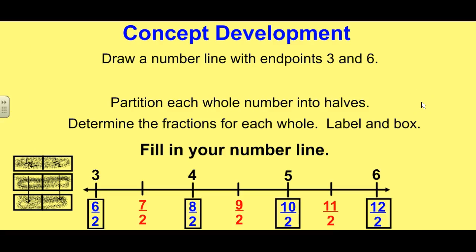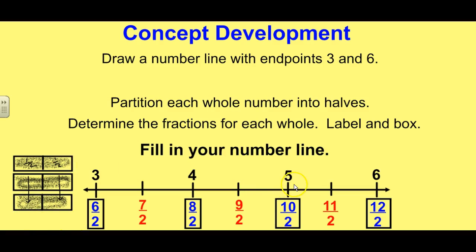Okay, so your number line should look like this. We went from 6 halves to 7 halves, 8 halves, 9 halves, 10 halves, 11 halves, and 12 halves. I know that 4 wholes is equal to 8 halves because I know that 8 divided by 2 is equal to 4. And if I drew another whole for this rectangle where I had 4 wholes, then I would have 8 different halves that I shaded in.